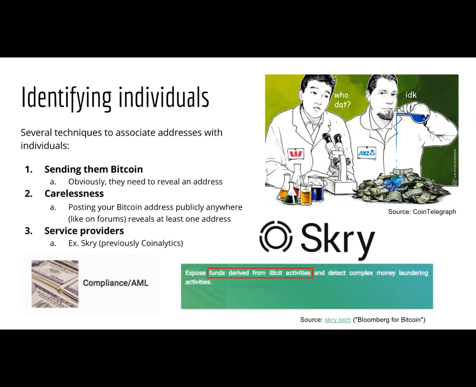Now, as for identifying individuals, all you need to do is send them some Bitcoin, because by default they need to give you an address of theirs, right? Another thing you can do is write a web crawler that goes through forums and looks for people asking for donations, and then you're able to associate their forum username with some Bitcoin address. And then the last thing you can do is go to companies, service providers. There's a company called Skyreef, which was previously known as Coinalytics, and their goal is to build the Bloomberg of Bitcoin, so to speak. One of their products is a compliance AML product where they run some analysis to see if your funds came from illicit activities and money laundering schemes.